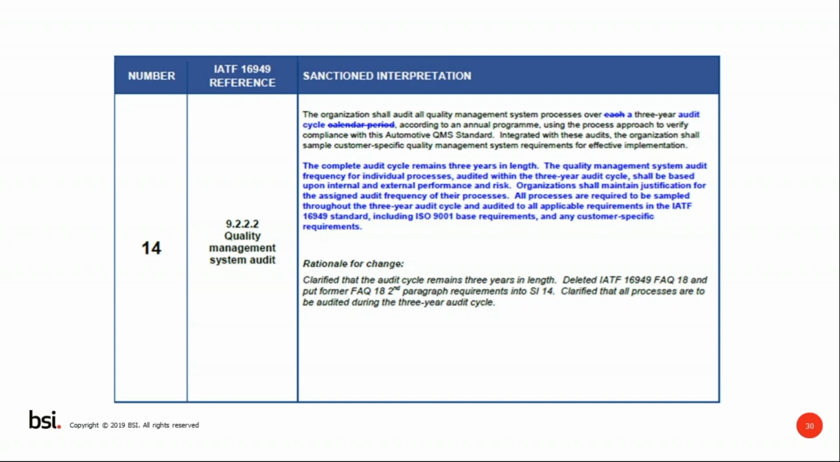All processes are required to be sampled throughout the 3-year audit cycle and audited to all applicable requirements in the IATF 16949 standard, including 9001 base requirements and any customer specifics. And the rationale from the IATF said that the audit cycle remains 3 years in length, but they've deleted the requirement of FAQ 18 and SI 14, which says that all processes are to be audited during the 3-year cycle. So just clarification really about what's needed in terms of internal system audits.